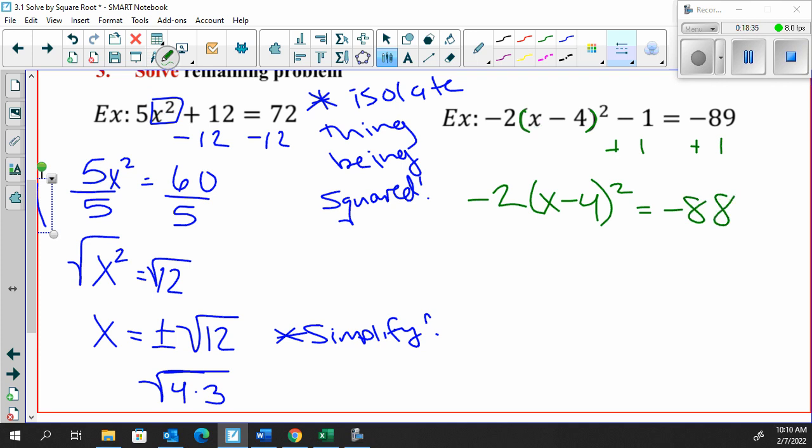This is where it gets a little weird. If you distribute, well, first off, it's this thing being squared, right? So you would need to square this first and then distribute it. We definitely don't want to do that. What do you think, Amelia? Yeah, just get rid of the negative 2. Undo it. It's getting multiplied, so just divide. You can divide this whole thing by negative 2. That's okay. It's just going to go away. So now I have x minus 4 squared equals positive 44.